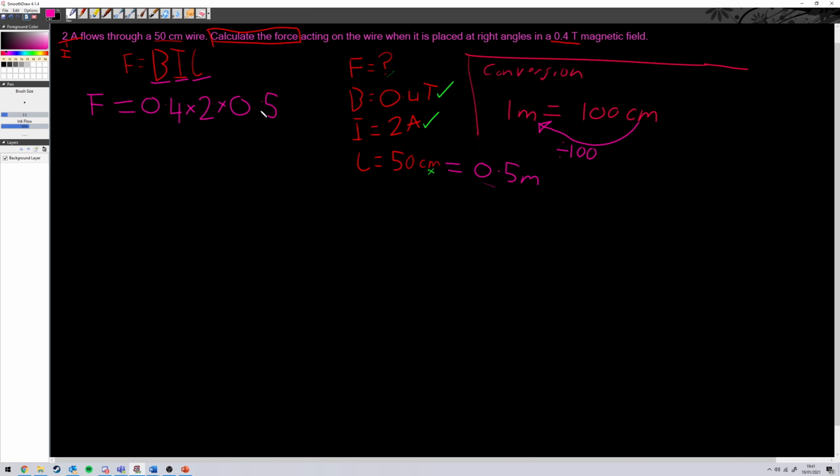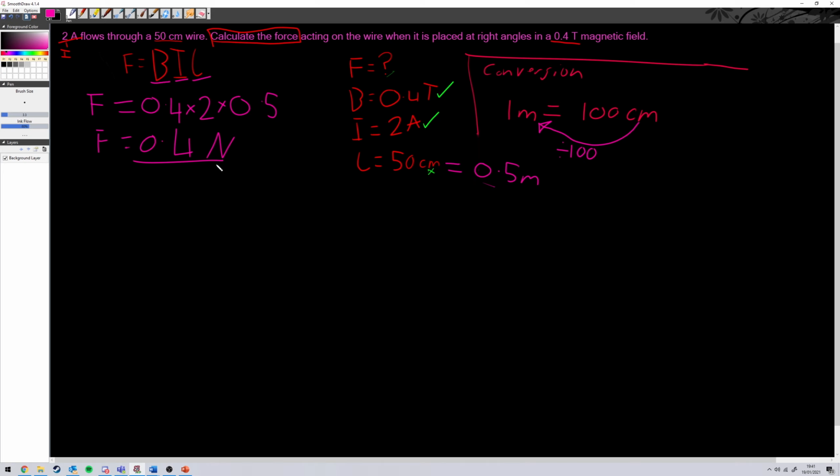I'm going to go to my calculator, because even though it's a simple calculation, I am not going to mess it up. 0.4 times 2 times 0.5 equals 0.4. So F equals 0.4 newtons. That's my answer.